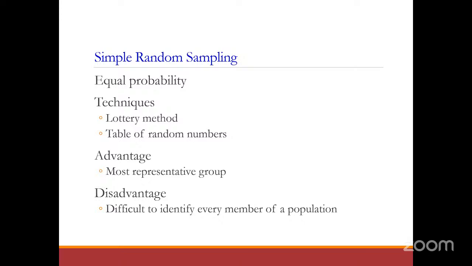And this is the advantage: all of those included in the sample have the same representation of their population. But there is also a disadvantage. It is difficult to identify every member of the population. So for that situation, we have a new kind of sampling method.